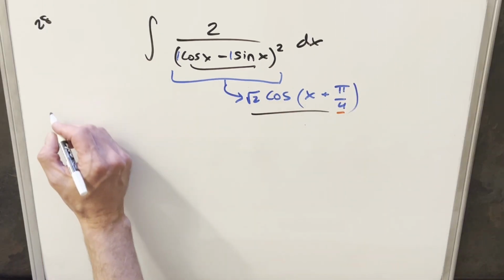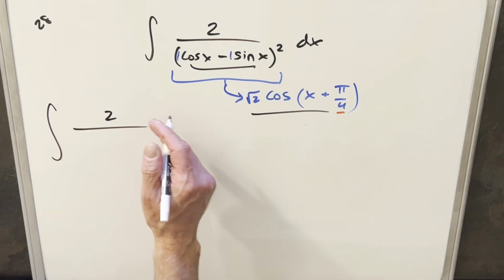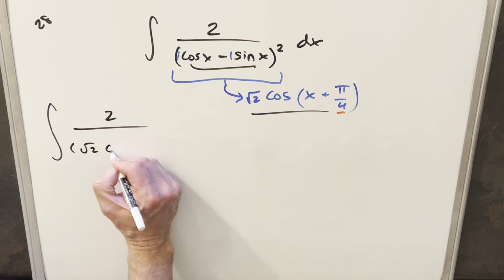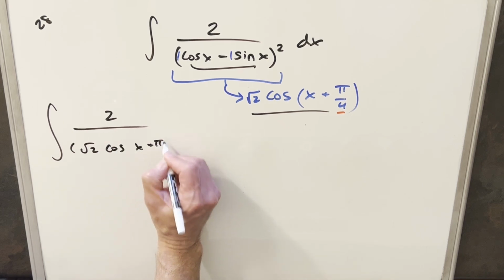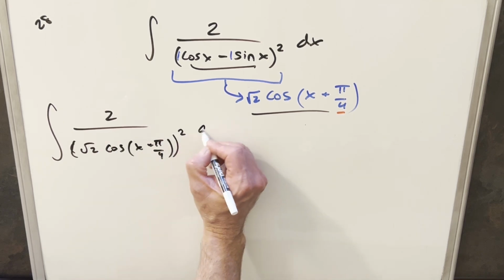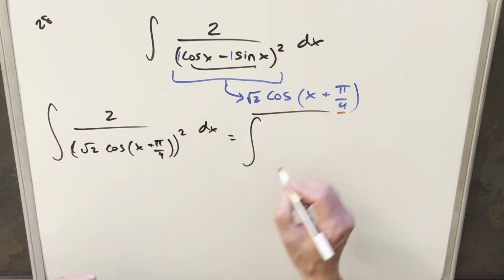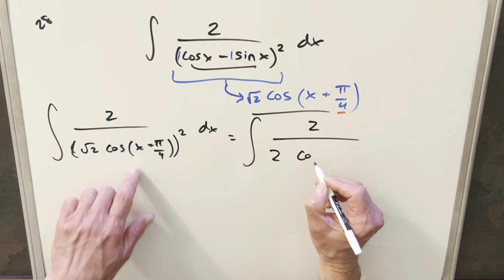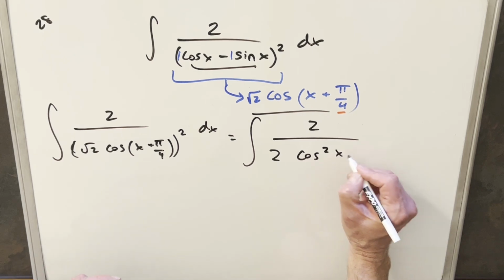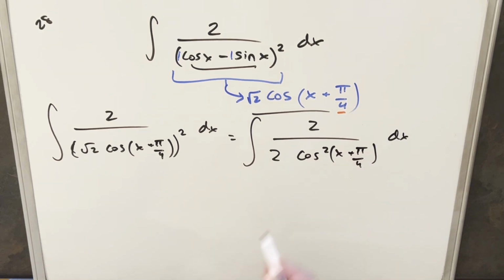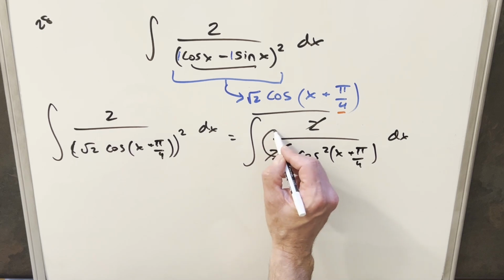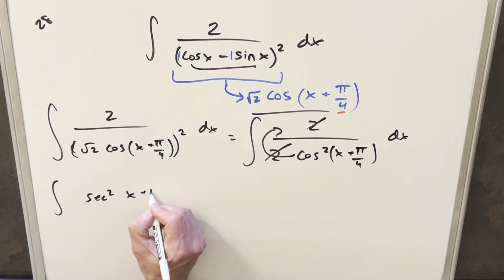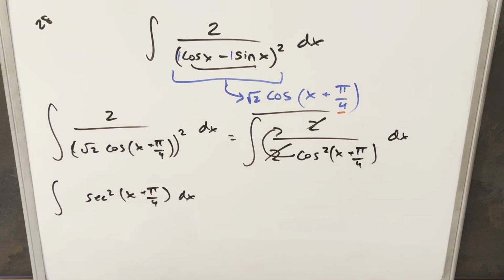So now we'll just take this and plug it back into our integral. We're still going to have our 2 in the numerator. And then in the denominator, this is going to become (square root of 2 cosine of x plus pi over 4), and this is all squared. Then we'll multiply this out in the denominator. We're going to have 2 in the numerator, but square root of 2 squared is going to become 2 here, and this other term is going to become cosine squared of x plus pi over 4. But then we can cancel the 2's. We can bring the cosine squared into the numerator, and I can rewrite this as just secant squared of x plus pi over 4. But now this is a really common integral.